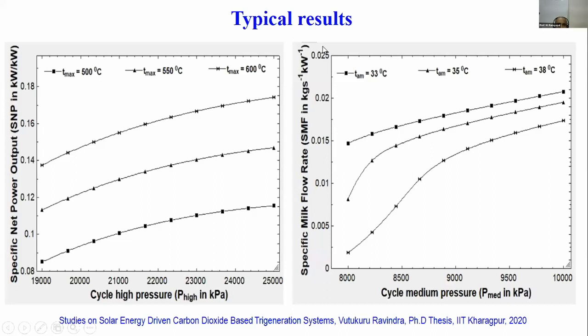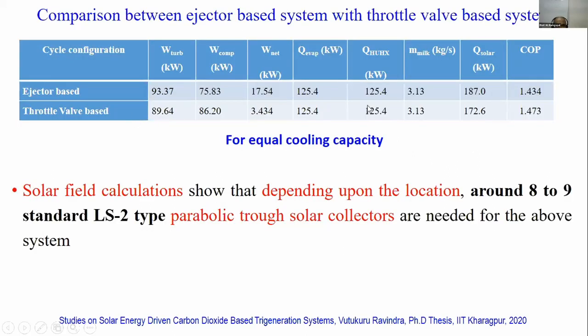So again, at typical optimized conditions, we just show a comparison of what sort of values you can think of. This is based on 1 kg per second of total refrigerant flow rate to the compressor. You can generate about 93 kilowatts of turbine power. Out of that, 75 kilowatt goes into the compressor, and the balance is available as mechanical or electrical power.